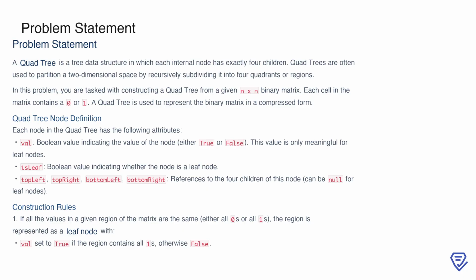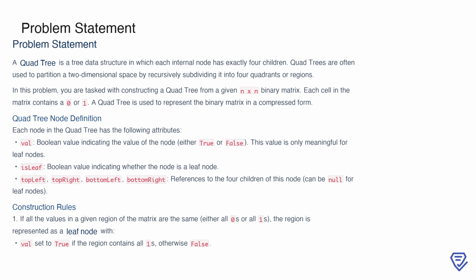Each node in the quad tree has several attributes: val, which represents the value of the node and is meaningful only for leaf nodes, isLeaf, which tells us if the node is a leaf node, and topLeft, topRight, bottomLeft, and bottomRight, which are references to the 4 child nodes. For leaf nodes, these references will be null. The construction follows specific rules.